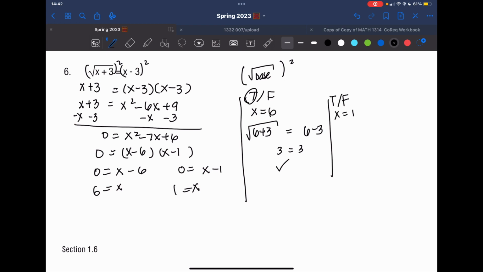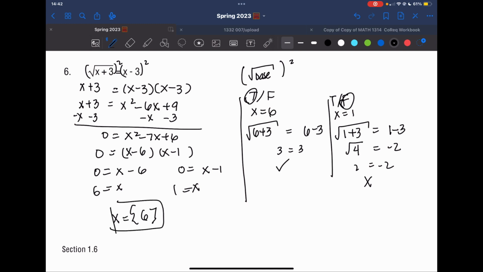And then true, false. The x equals 1. So this is going to be the square root of 1 plus 3 equals 1 minus 3. This is 2 equals negative 2. This is false. So the only solution we have is x equals 6.